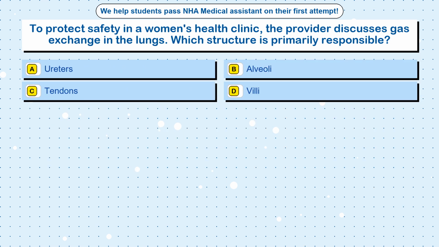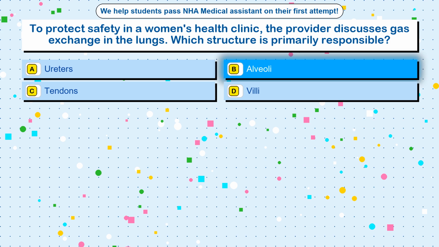Question 100. To protect safety in a women's health clinic, the provider discusses gas exchange in the lungs. Which structure is primarily responsible? Option A, ureters. Option B, alveoli. Option C, tendons. Option D, villi. The correct answer is option B, alveoli.